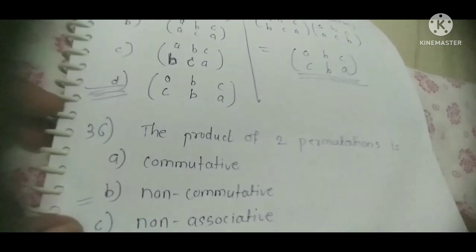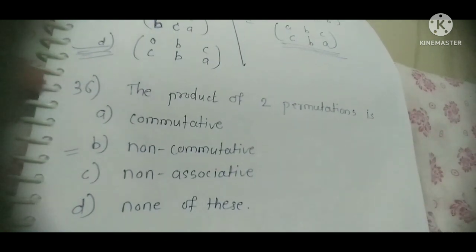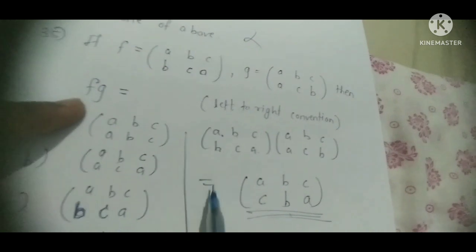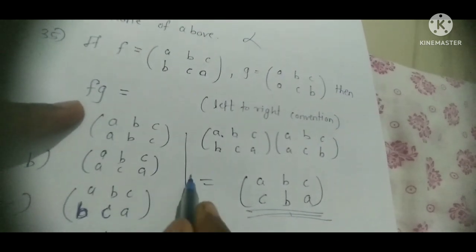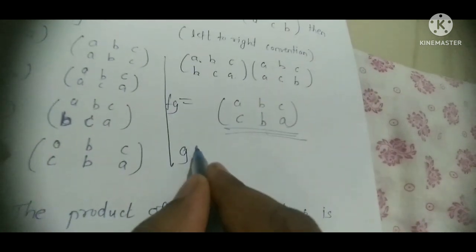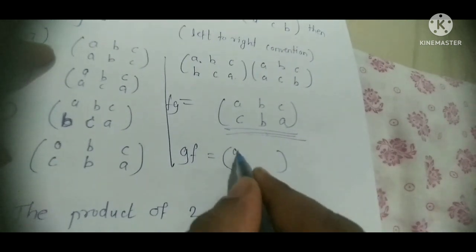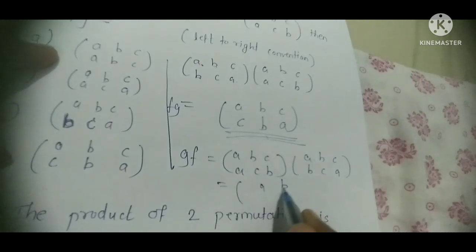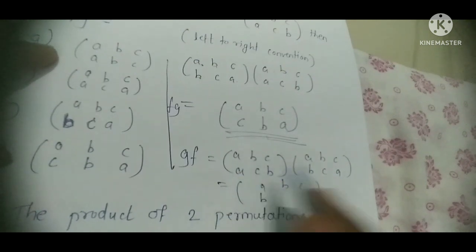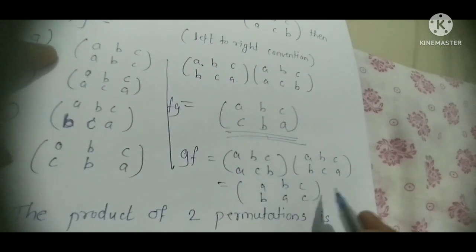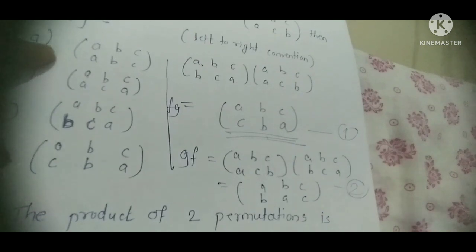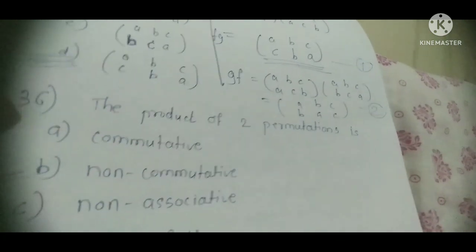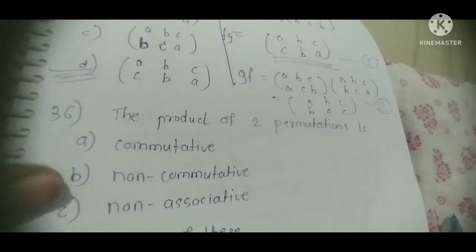Next MCQ. The product of two permutations is? The product of two permutations is always non-commutative. See here, in the previous example, F into G is this. If you calculate G into F, so G into F is what? Right here G first, A, B, C, A, C, B. F is A, B, C, B, C, A. If you calculate this, you will get A maps to B, B maps to C, C maps to A, C maps to B, B maps to C. So compare these two equations, equation 1 and equation 2. Equation 1 is not equal to equation 2. So the product of two permutations is always non-commutative. Next MCQ.